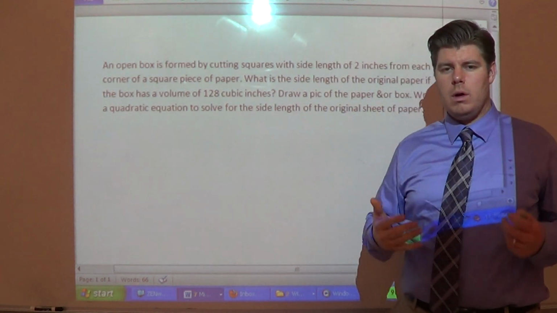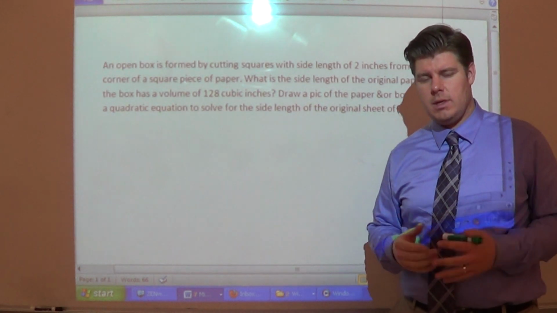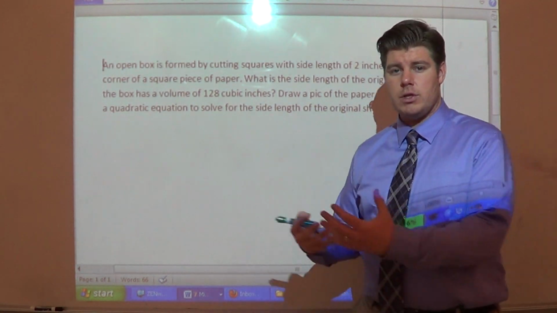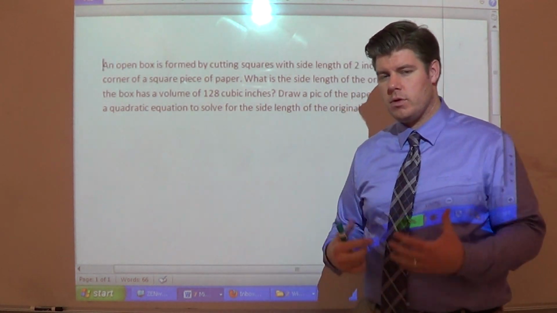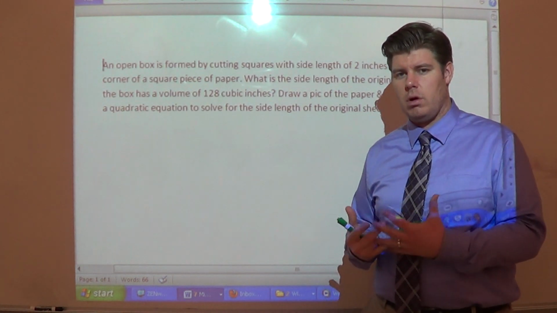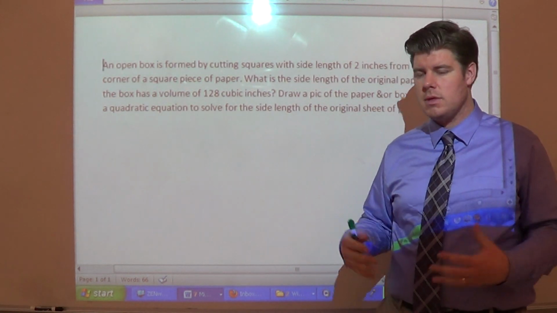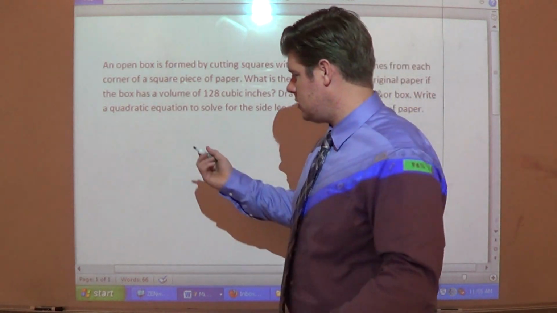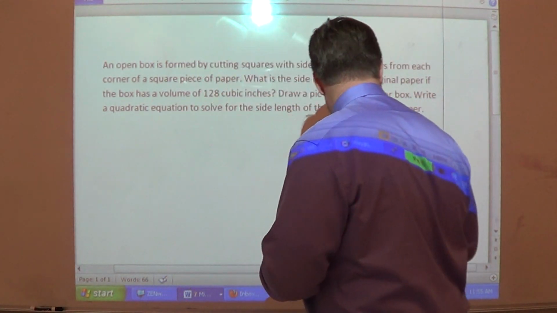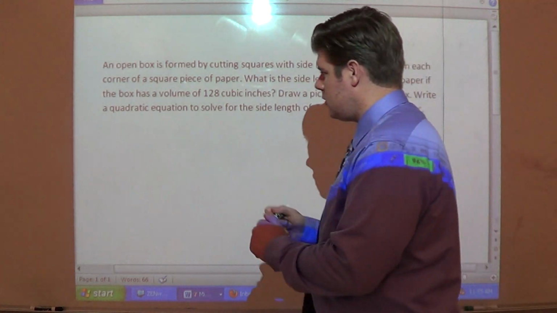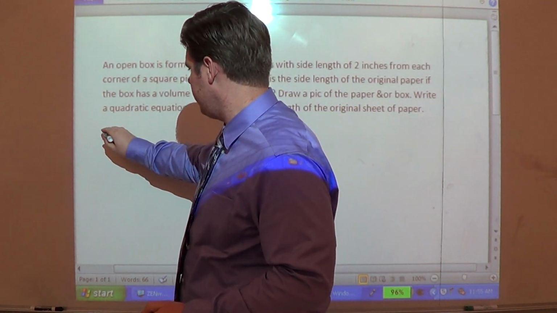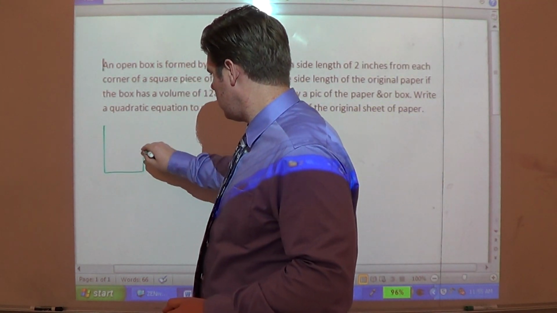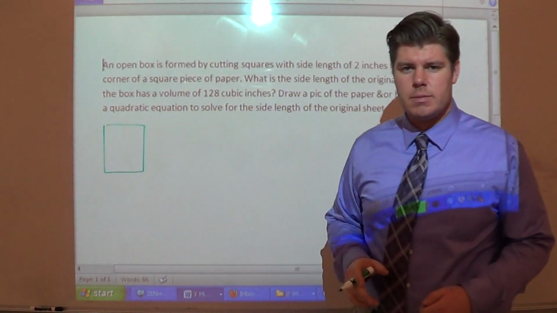So what this problem is essentially asking me for is the length of an original piece of paper that is a square. The first thing I'm going to do when I start to draw these things is draw what it is they want me to find. And what they want me to find is, if I have a piece of paper, so let's draw this piece of paper that's a square. Okay, so there's my square piece of paper.